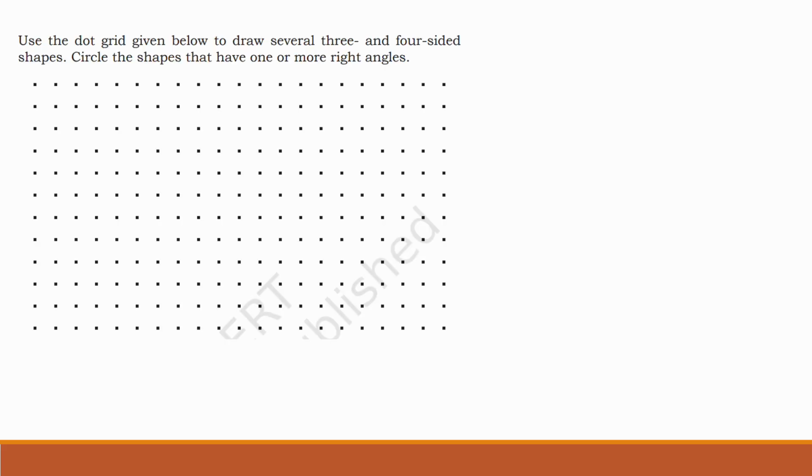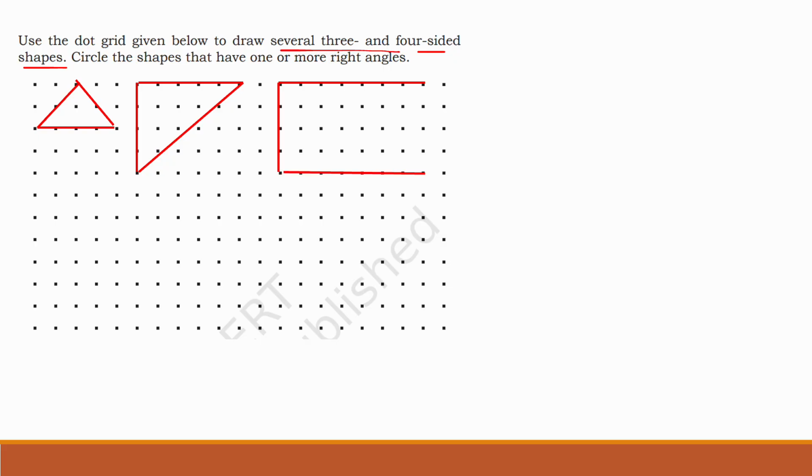Use the dot grid given below to draw several 3 and 4-sided shapes. So you can make some 3-sided and 4-sided shapes. This is a 3-sided shape. This is also a 3-sided shape. This is a 4-sided shape. This is a 4-sided shape. This is also a 4-sided shape. Then circle the shapes that have one or more right angles.